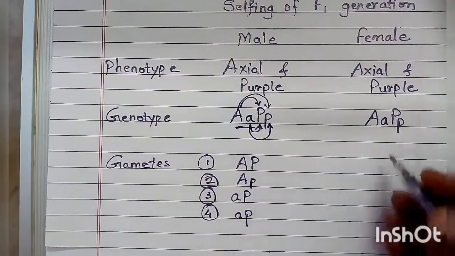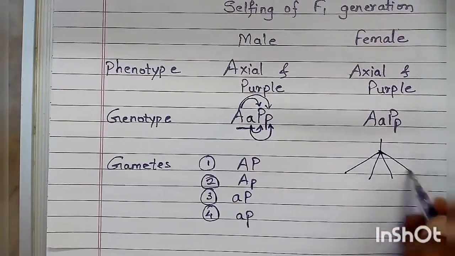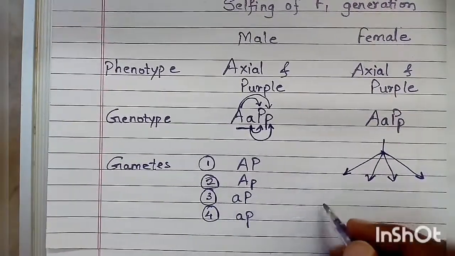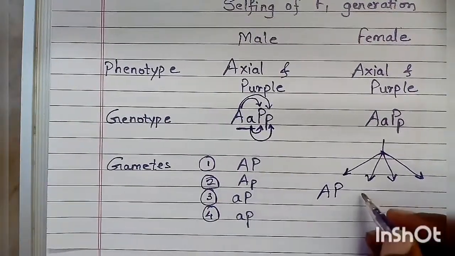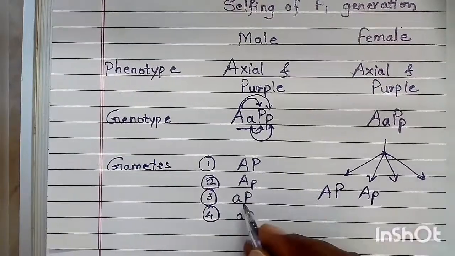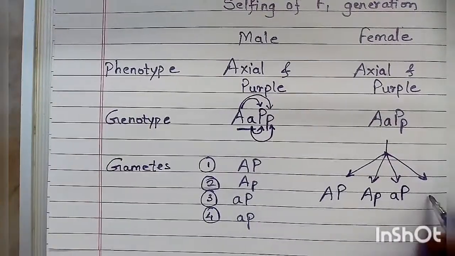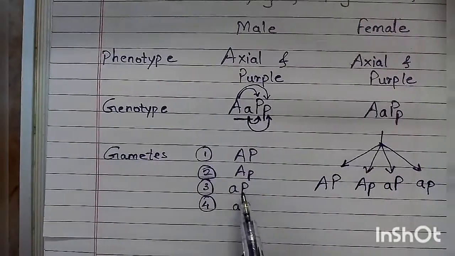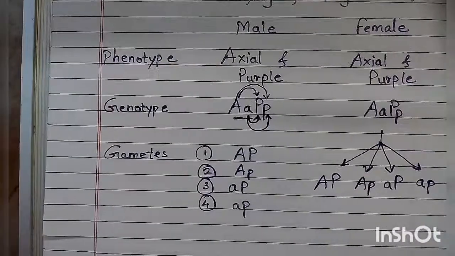Either you can write it like this or you can write it like this also. So the 4 gametes can be written: capital A, capital P, first one. Then comes capital A, small p, that is the second one. Then comes the third one, that is small a, capital P, and the last one is small a and small p. So 4 gametes for the male parent, 4 gametes for the female parent.